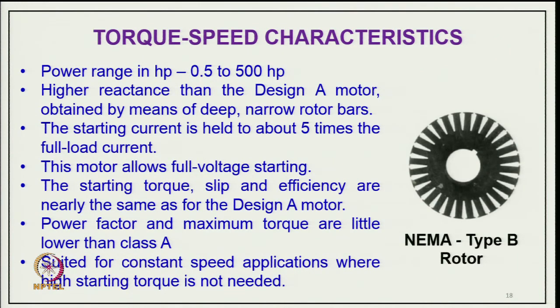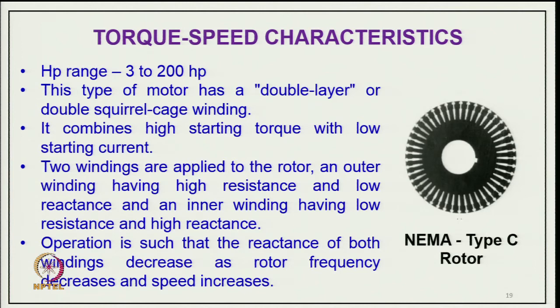So, now coming to NEMA torque type rotor B, the power range is again the same, all the things are the same, but now we have a narrow, deep rotor bar, and starting current is only 5 times full load. The starting torque, slip and frequency are the same as the design A motor, and this is now design C, normally 3 to 200 horsepower.